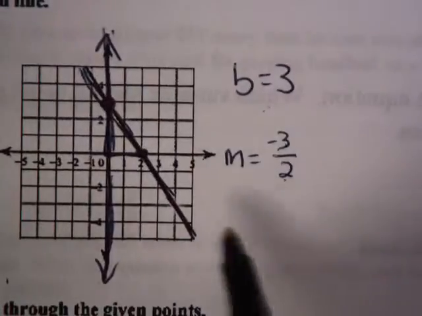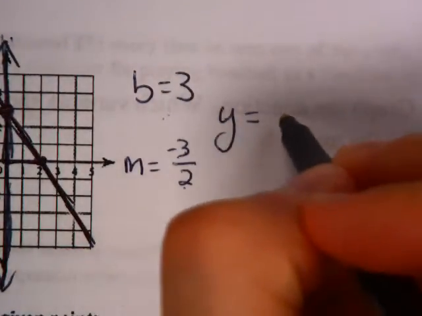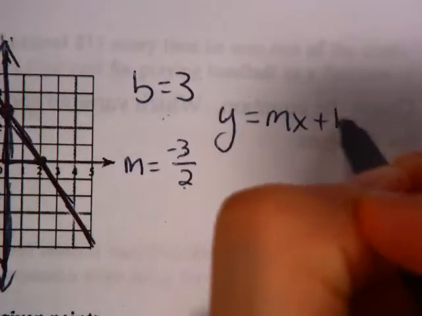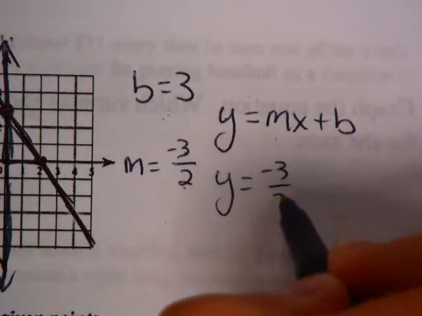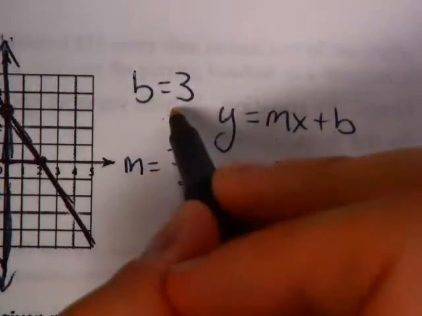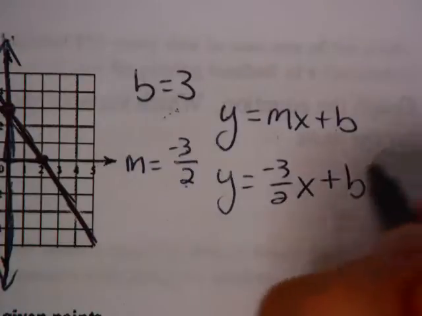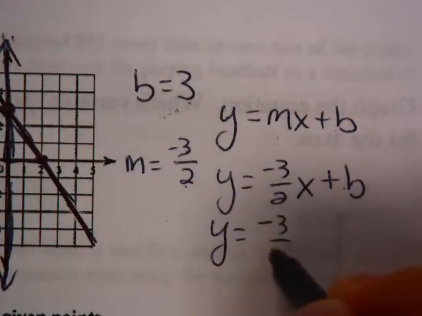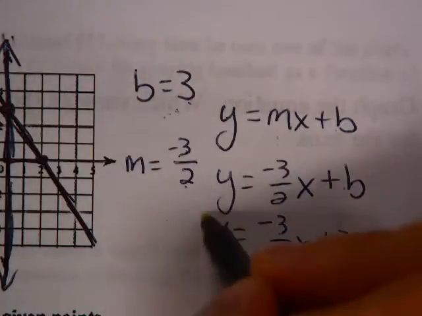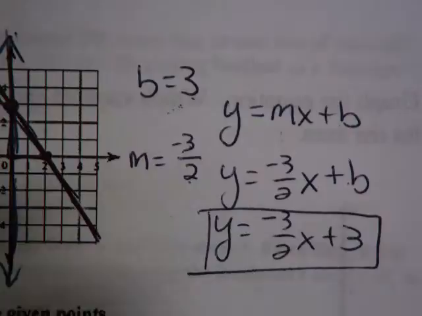Well, we're not done with this problem. Remember, our goal here is to write an equation of this form. I know what the slope is now, -3/2 x, and I now also know what the y-intercept is, plus b. It's plus 3, so y equals -3/2 x plus 3. So this is our equation here. So make sure you do that for number 7.